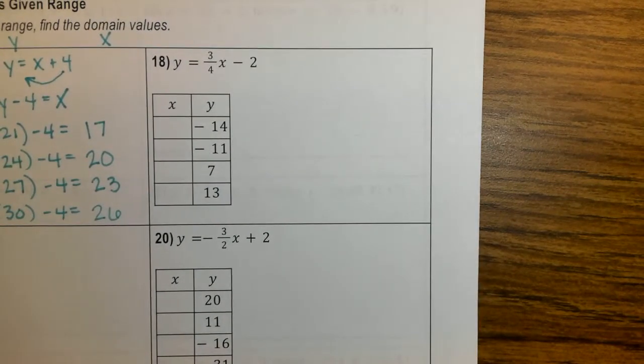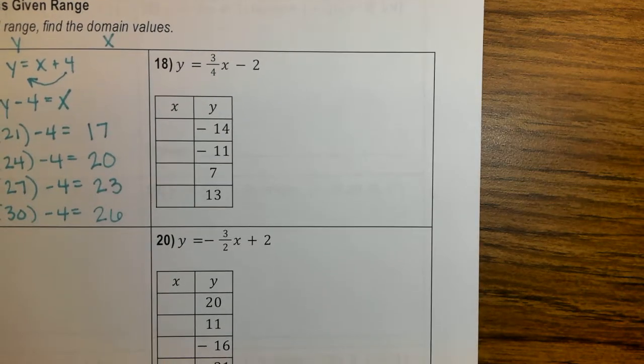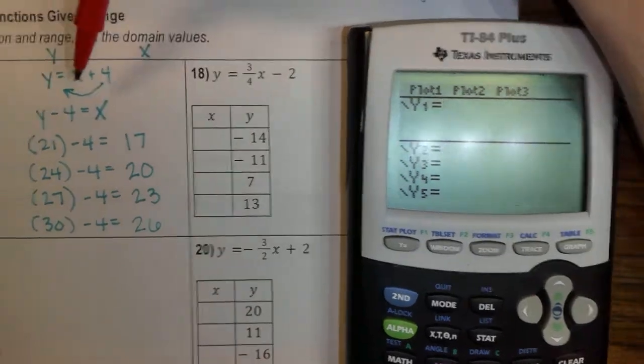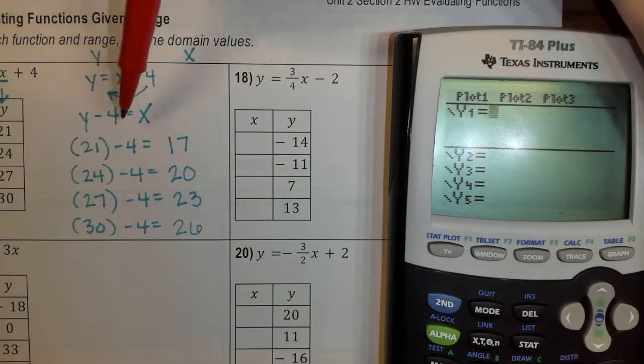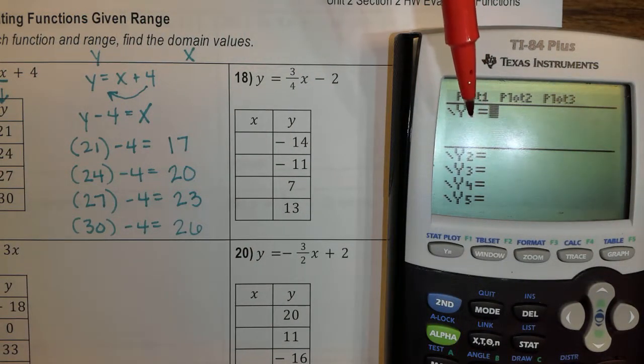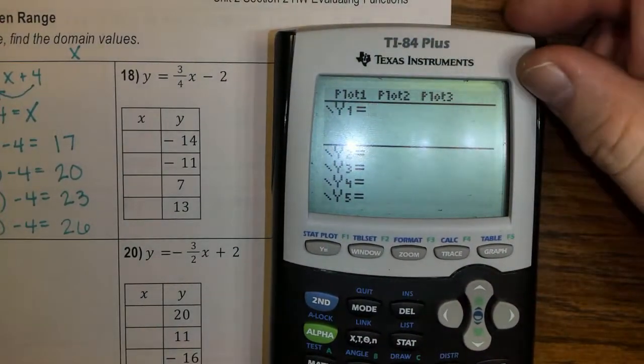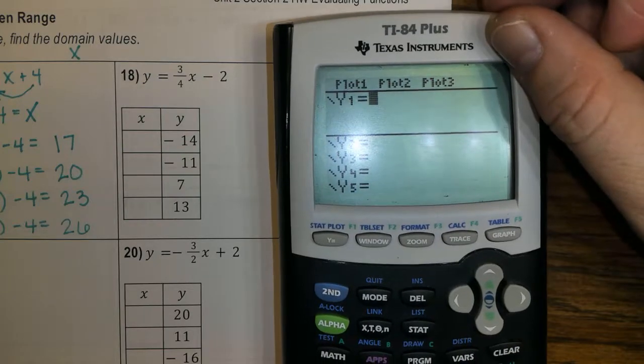Okay, now this one has a fraction, so I will show you the calculator. Now, you can do this. You can still solve for x over here like we did, and then plug this into y equals, and it would be backwards. I mean, I don't know if you want to do that. Again, there's a lot of ways to do these. I'm just trying to figure out the easiest ones.